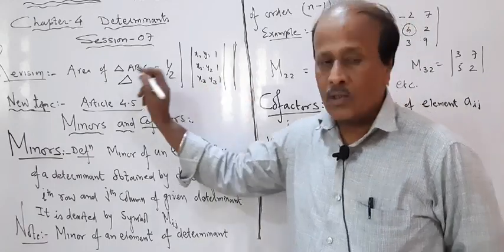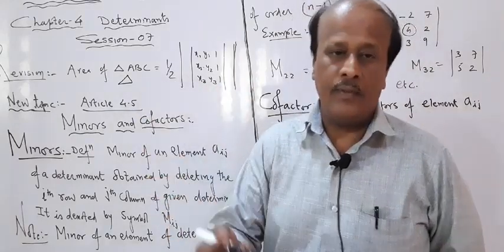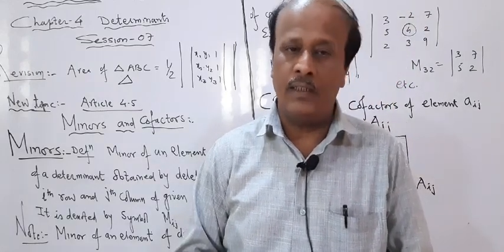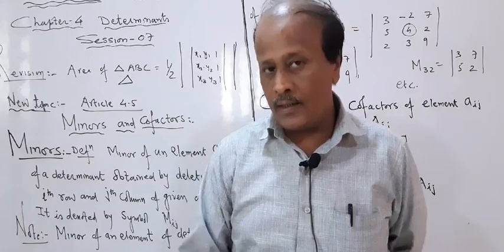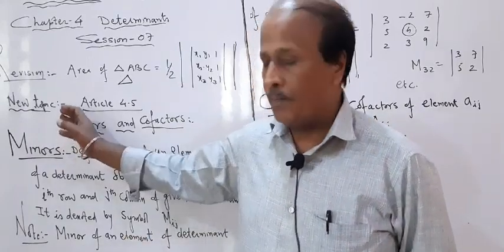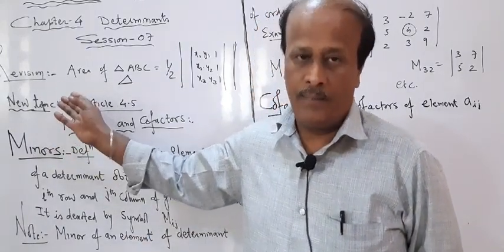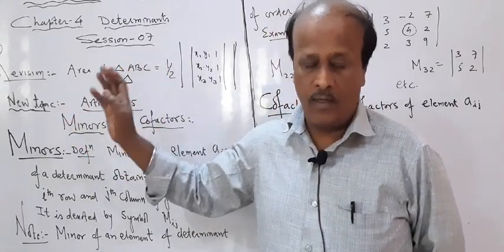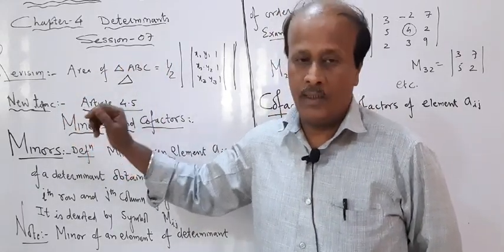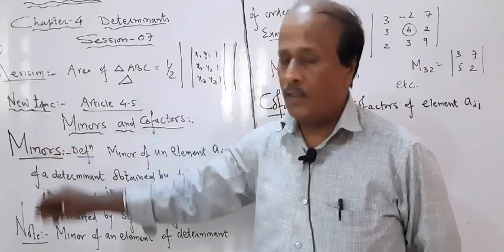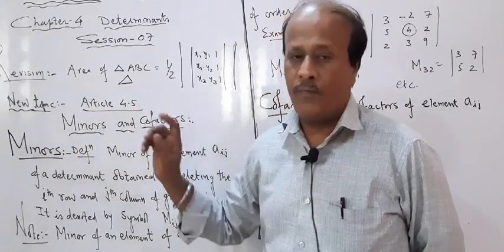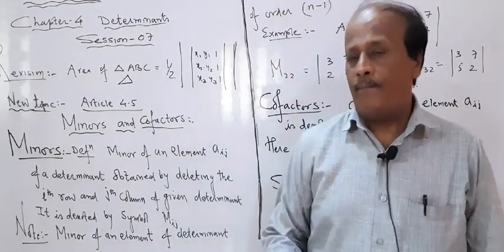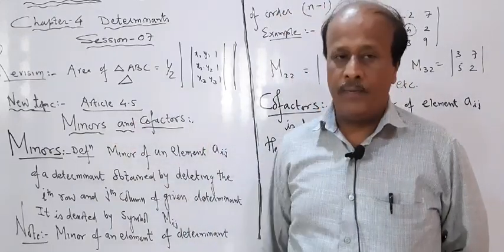So this topic is very easy, and we did some questions from exercise 4.3 also. That exercise was very easy. Now today we are entering into a very important part of this chapter. Certainly, a question comes for 5 marks in the board exam many times. So what is that new topic? It's article 4.5. New topic is article 4.5.